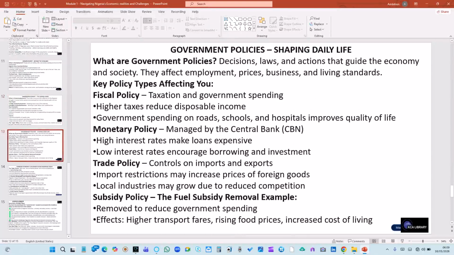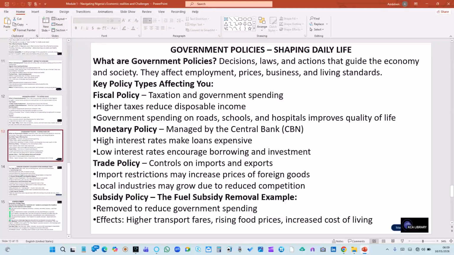Now let us look at government policies shaping daily lives. What are government policies? These are decisions, laws, and actions that guide the economy and society. They affect employment, food prices, business, and living standards. The key policy types affecting you include fiscal policy, which is the government policy on taxation and government spending. Higher tax reduces disposable income. Therefore, government spending on roads, schools, and hospitals improves quality of life.